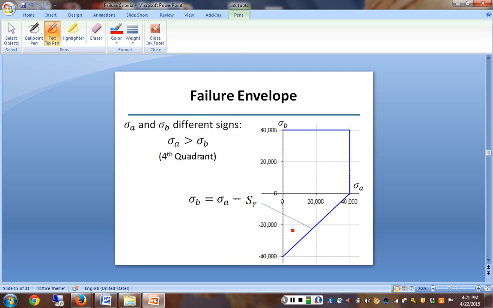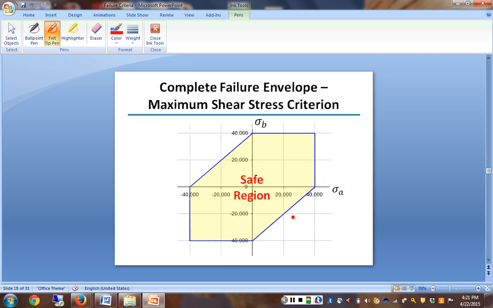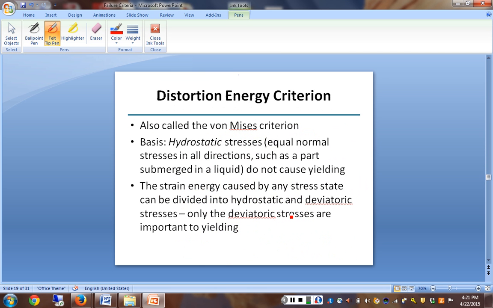All right, what's the last one? The last one is distortion energy. For this, we have one more new quantity, and that's a von Mises equivalent stress. It's again based on this fact that if you are applying hydrostatic pressure, what does that mean? It means the same in all directions. Either I'm putting something in a hyperbaric chamber, pushing on it, or I'm blowing it up like a balloon. Those stresses do not cause yield.